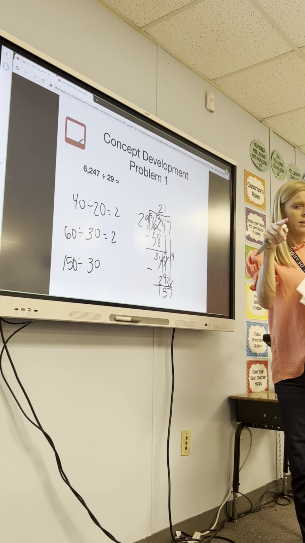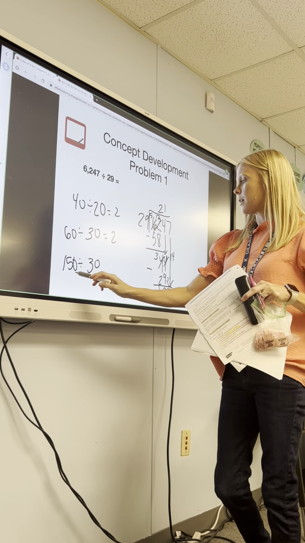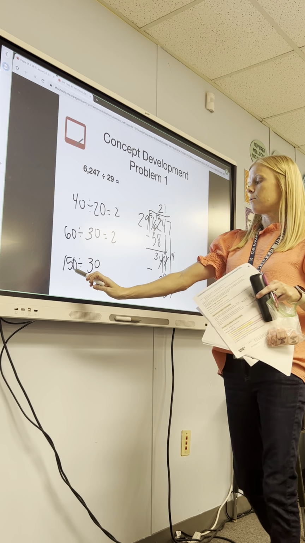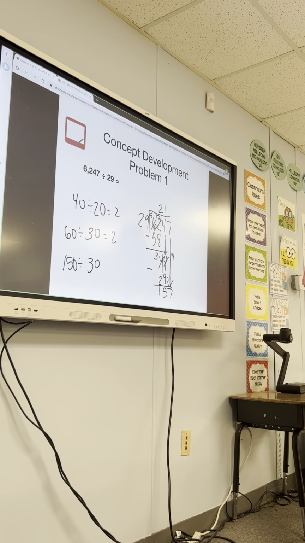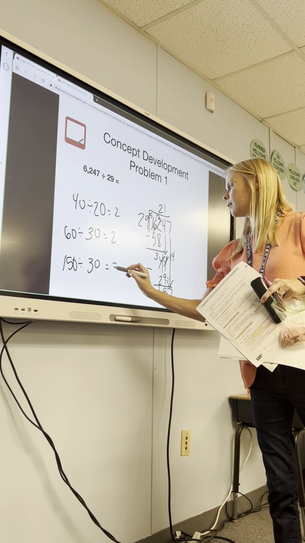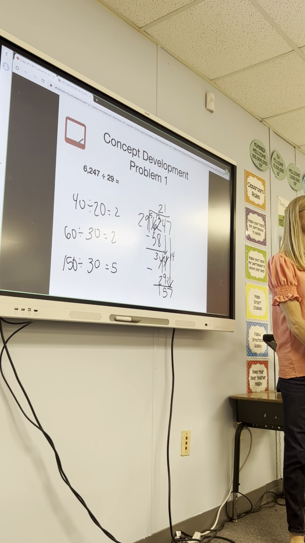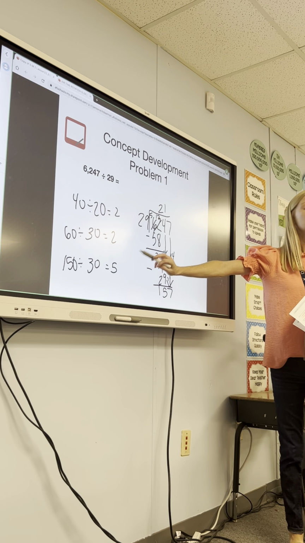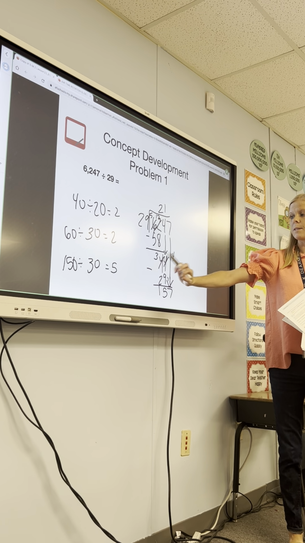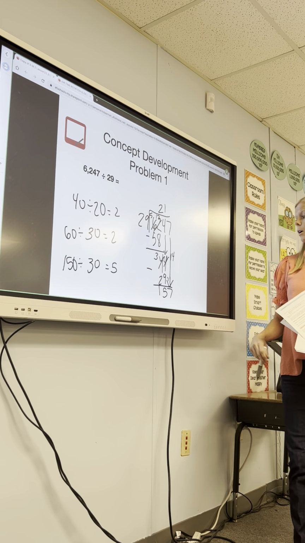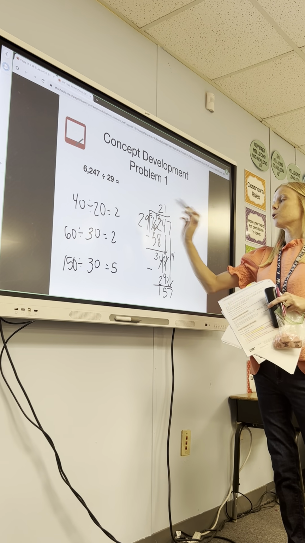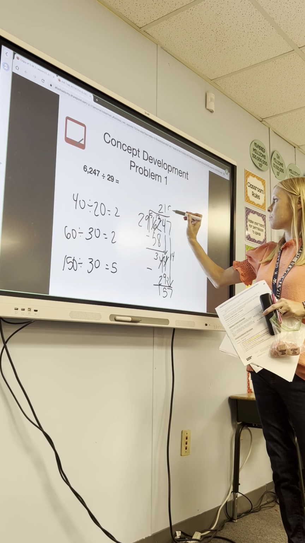I just don't want to leave my screen. So 150 divided by 30. So 15 divided by 3 is what? 5. Okay, so where am I putting my 5? On top of the 7. Good. On top of my 7, because I'm saying 29 goes into 157 5 times.